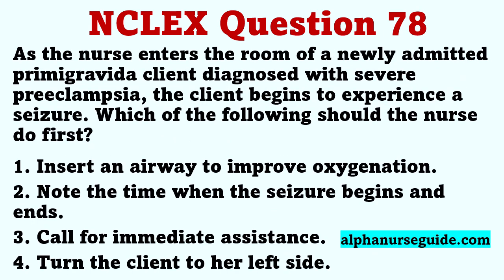As a nurse enters a room of a newly admitted preemie gravida client diagnosed with severe preeclampsia, the client begins to experience a seizure. Which of the following should the nurse do first? 1. Insert an airway to improve oxygenation. 2. Note the time when the seizure begins and ends. 3. Call for immediate assistance. 4. Turn the client to her left side.